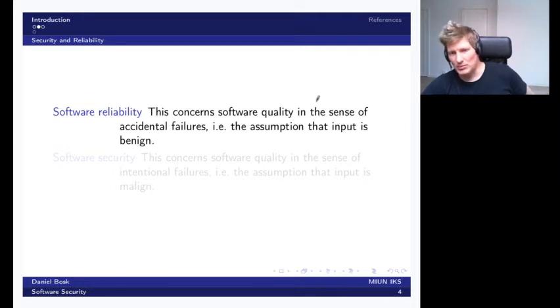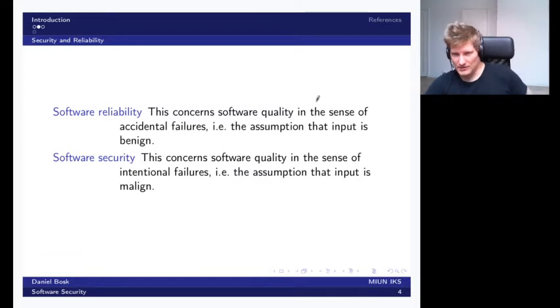So software reliability is the concern of quality in the sense of accidental failures. For instance, the assumption that input is benign. This is kind of what most people do in their introductory programming courses. They handle accidental failure, so someone accidentally inputs a character instead of a number when the program asks for the age or something like that. So that's software reliability. We want to avoid accidental failures.